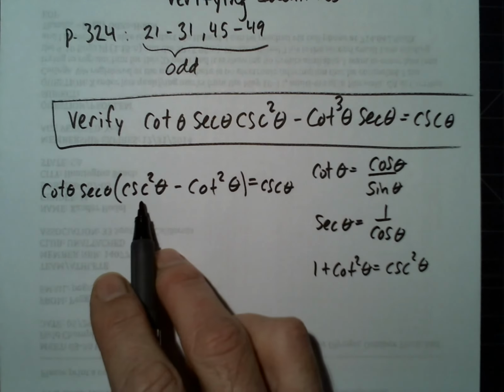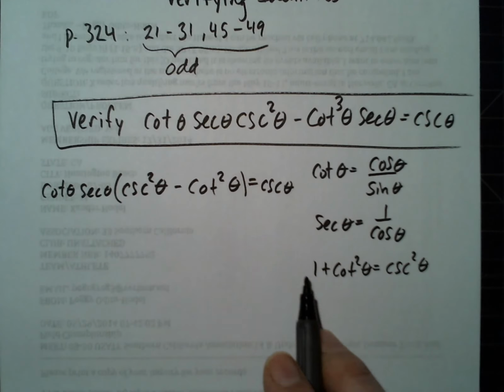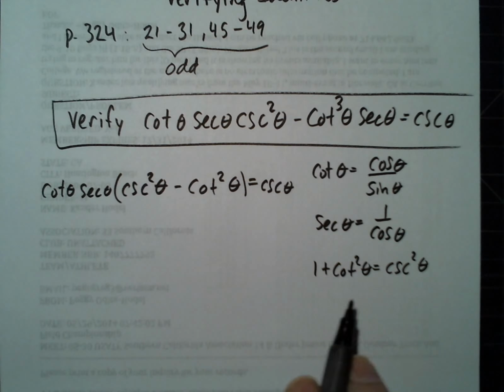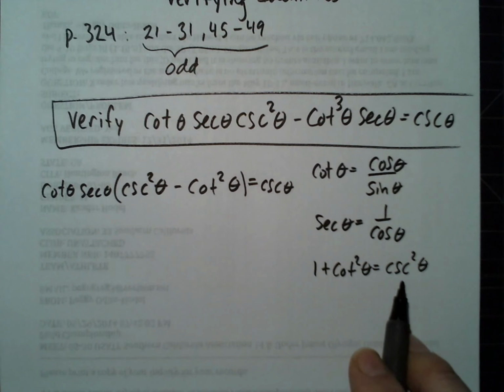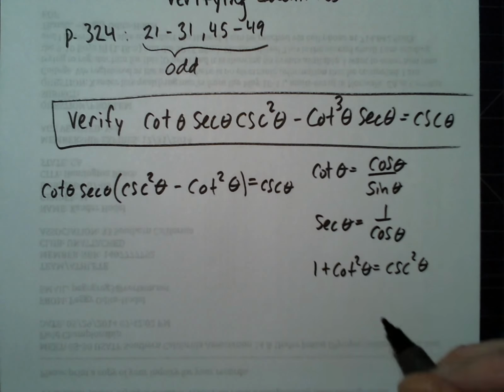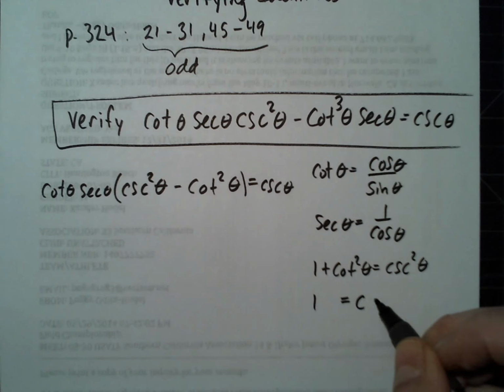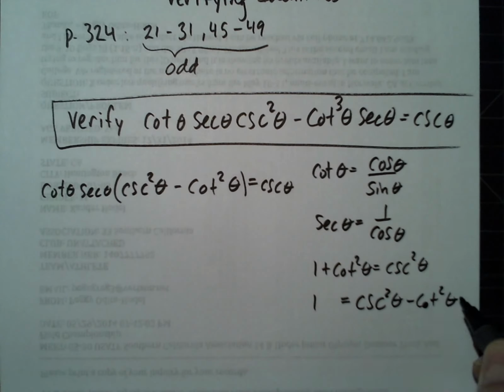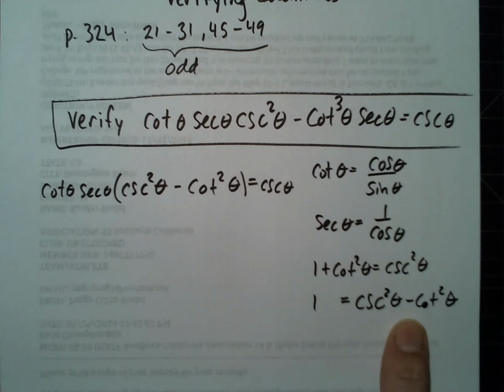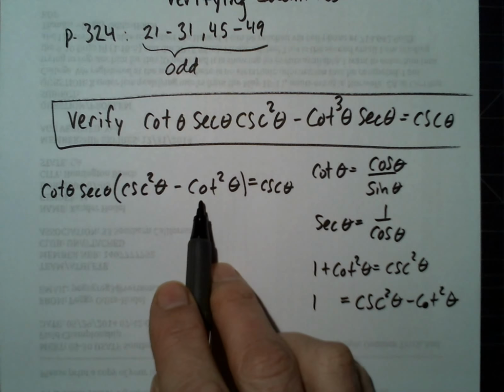And now we see cosecant squared, cotangent squared. Well, those are appearing here. If we can make this appear here, then we can substitute. So I'm going to subtract, and now everywhere that we see this, we can replace it with a 1. So this is going to be 1.